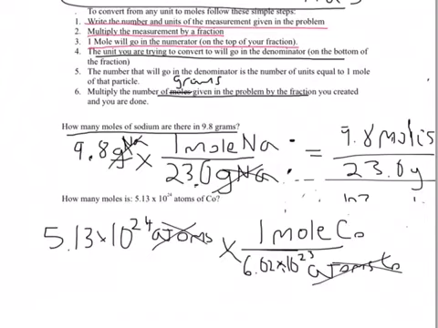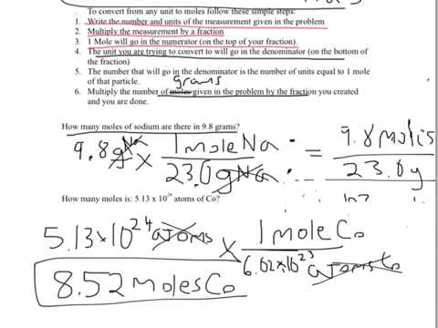So the correct answer for this one should be, let me check my calculator here, 8.52 moles of cobalt. Now that I have moles, I could go to grams if I wanted to. So for instance, if this problem would have said how many grams are in 5.13 times 10 to the 24th atoms of cobalt, I would have to first convert to moles and then I could convert to grams. Hopefully this is helpful for you.